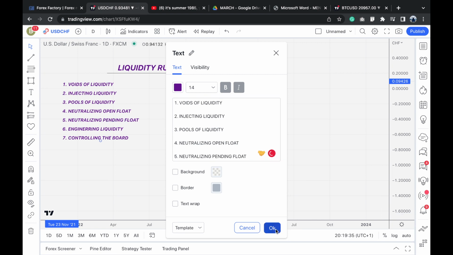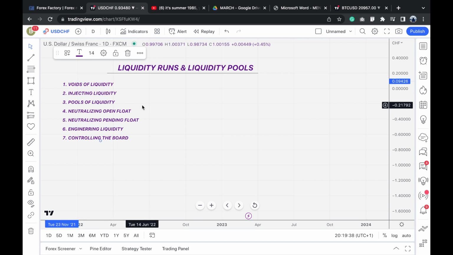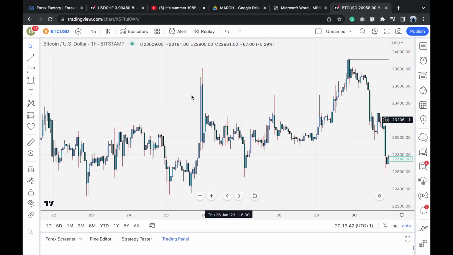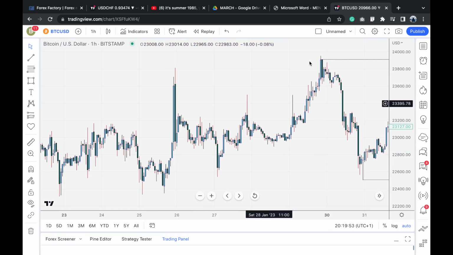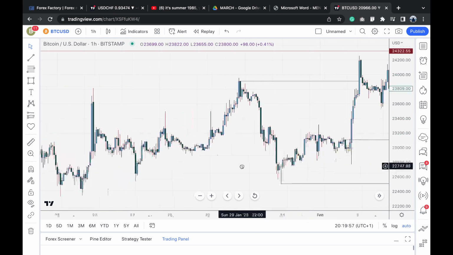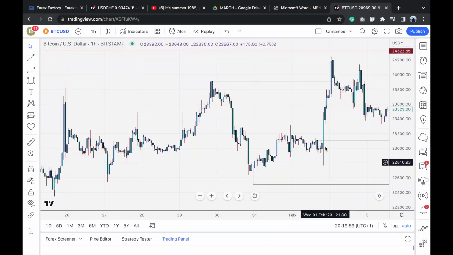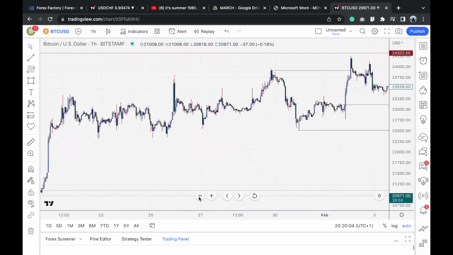So neutralizing open flow liquidity ties into injecting liquidity. What happens here is the idea of a resistance in price is sold to retail, and retail buys the idea of a resistance in price, and that causes them to take actions based off of what they're seeing in price. Once they've seen that, liquidity is injected into the marketplace via this aggressive run higher for buy stops.